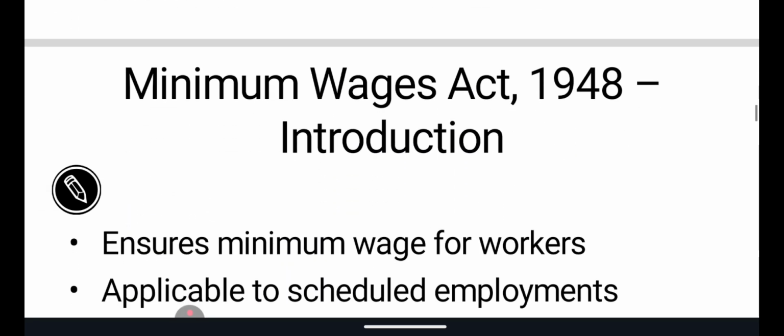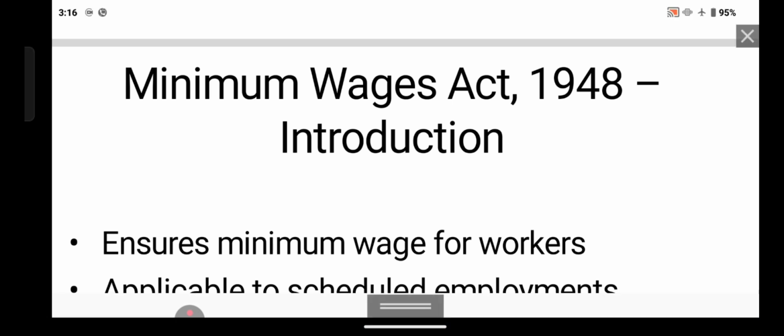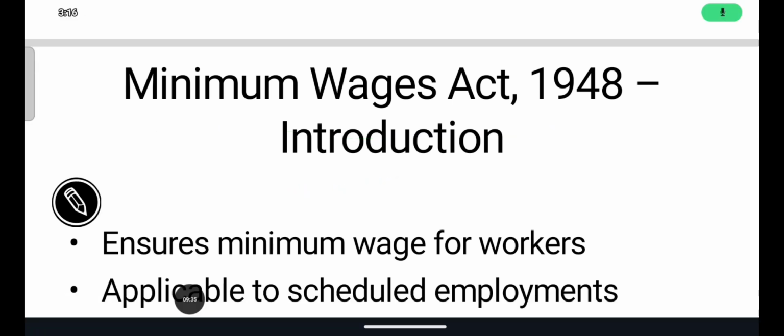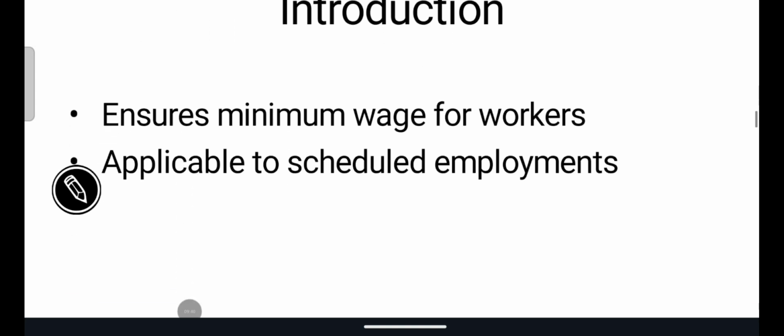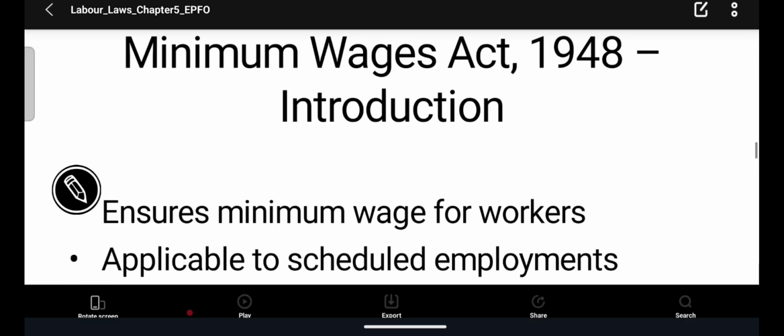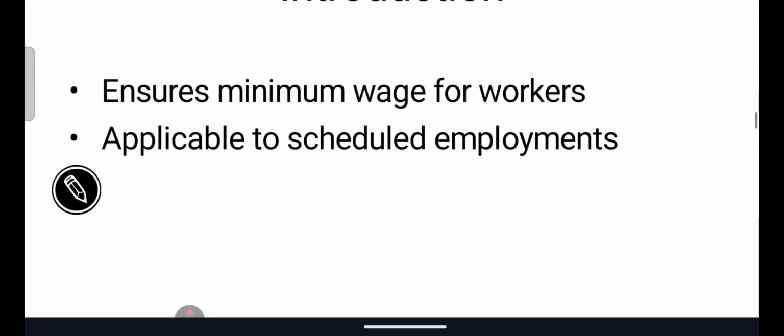Minimum Wages Act 1948. Now we should talk about the Minimum Wages Act 1948. Introduction: it ensures minimum wage for workers. So what is this act talking about? A minimum wage has to be paid to the workers, applicable to scheduled employments. So the key definition is that minimum wages have to be paid.